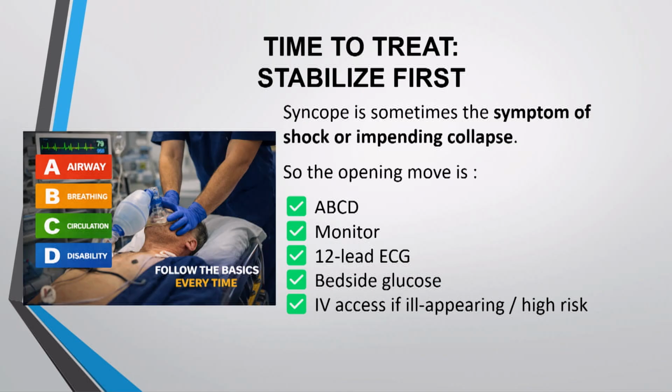So when we're trying to treat, where do we begin? Is there any alternate pathway? We stick to the basics all the time. We proceed by airway, breathing, circulation. We attach the patient to the monitor. We proceed by doing a 12-lead ECG. We do the bedside glucose test, and IV access if the patient is ill appearing.